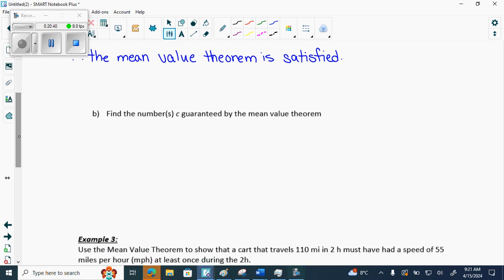Okay, so we have to find the number or numbers c that guarantee the mean value theorem. You need to memorize the mean value theorem. It's not hard. It is f prime of c equals the slope. So you could do f of a minus f of b, or f of b minus f of a. It doesn't really matter. Whatever you pick, you have to put the bottom the same, b minus a. Don't get stuck on the formula. It just matters that you actually fill that in.